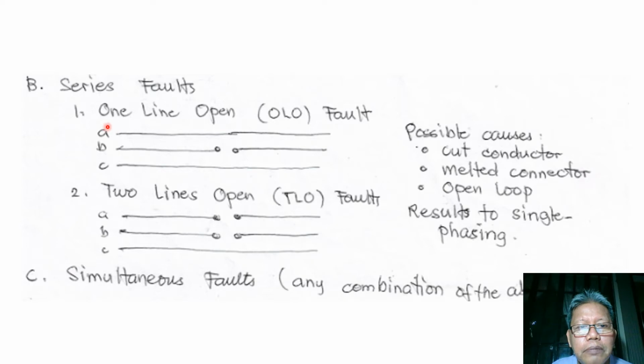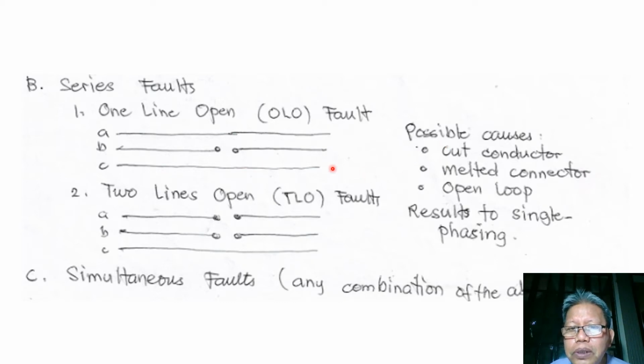Now the second type of fault is what we call the series faults. The first one was the shunt faults. Now the second type is the series faults. Under the series faults, the first case is when one line is open, or the one line open fault. For example, conductor B is cut, so conductor B is open. This is what we call the one line open fault.